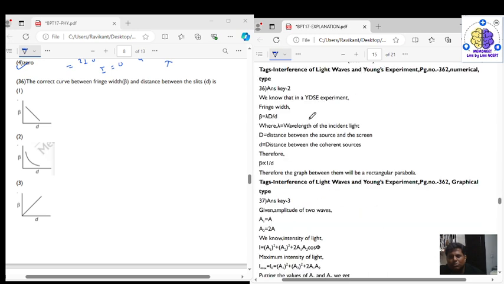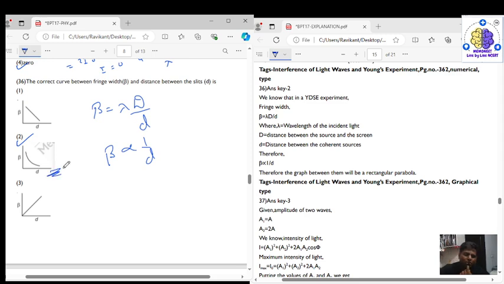Okay, now let's come to question number 36. Question number 36 says, find the correct curve between the fringe width and the distance between the slits. So fringe width beta is equal to lambda D by d. It means beta is inversely proportional to small d, and the graph for inverse proportion is option 2. So the correct answer for question number 36 is option 2, right? This is the graph which represents the inverse proportion.